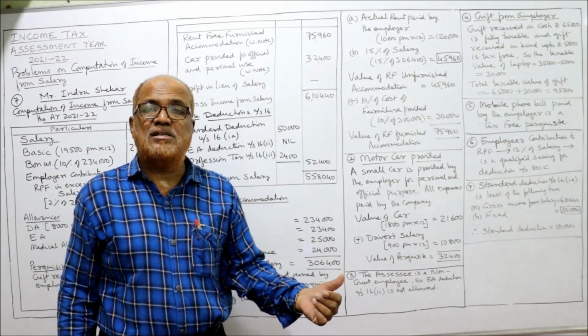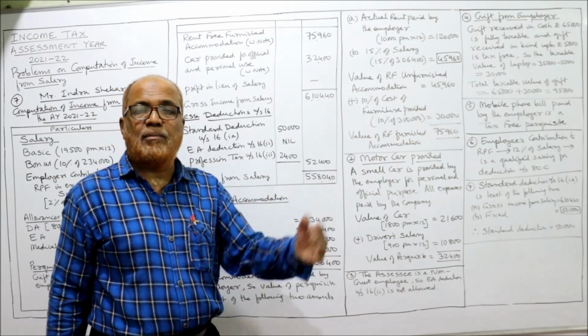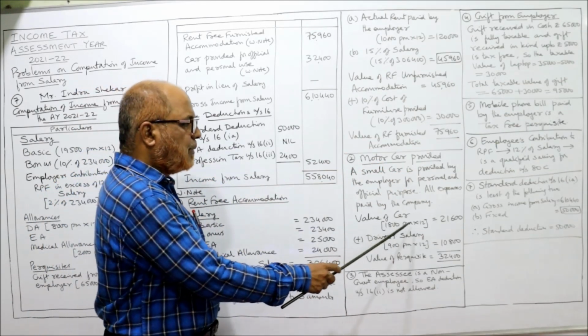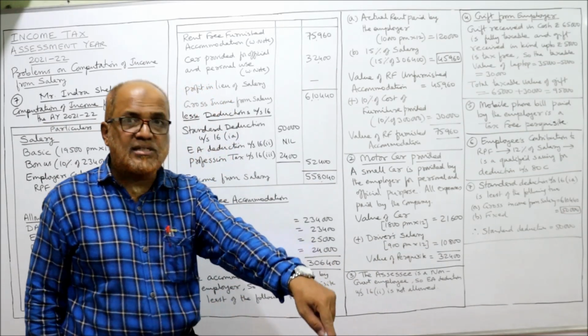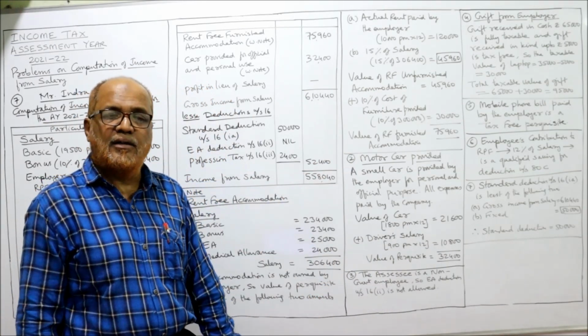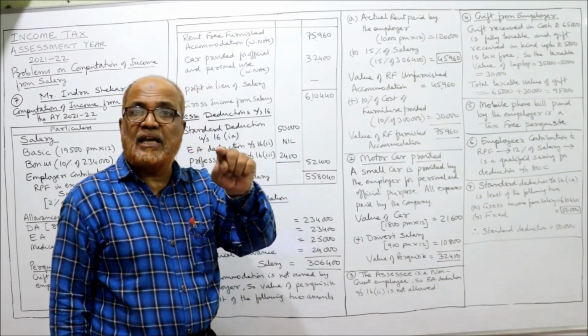You have to remember this. This amount 1800 is given by the Income Tax Act. So 1800 per month into 12 is 21,600. Driver's salary 900 per month, because it is given in the problem that a driver is also provided. So 900 rupees fixed is given by the Income Tax Act.